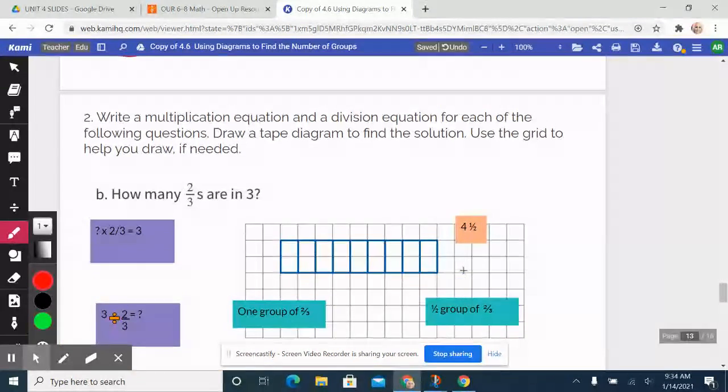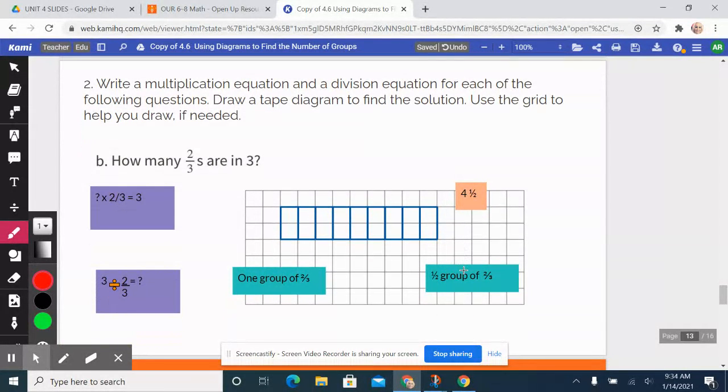Okay, and then we have one more here like this. So it says, how many 2/3 are in 3? So now what's happening is each of these little guys, they have a third, right? So every one of these, we're going to give a third. Okay, so this is 2/3, this is 2/3, this is 2/3, and this is 2/3, right? So this here is one group of 2/3, because there's two thirds in it.